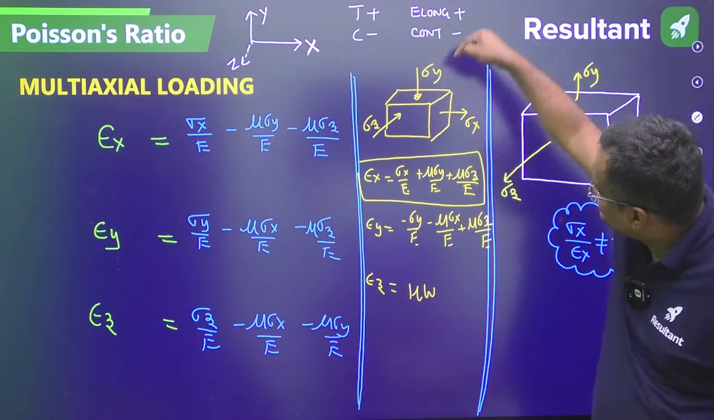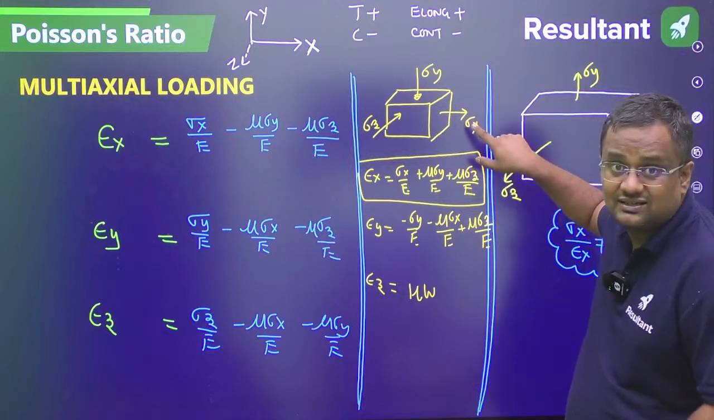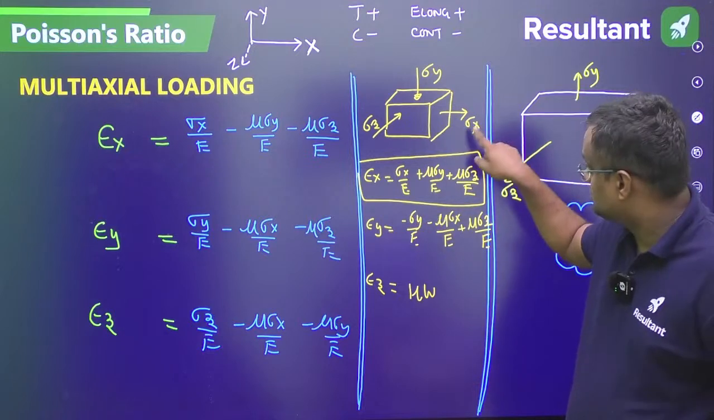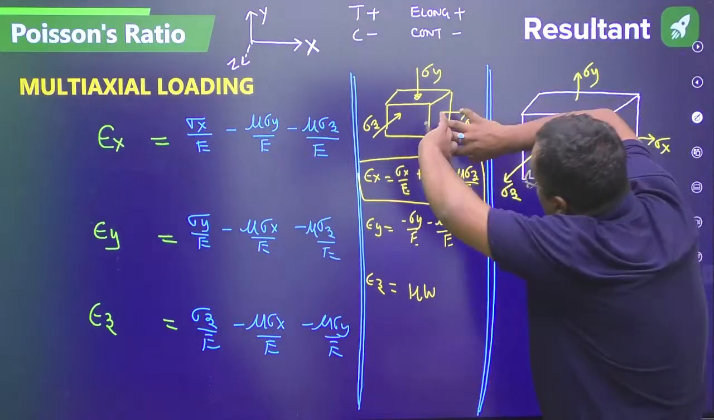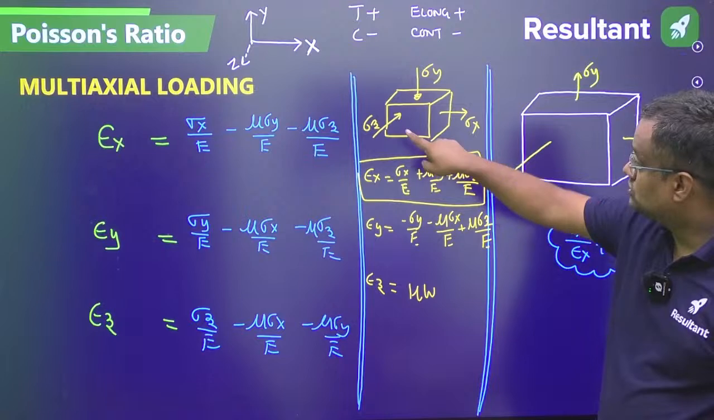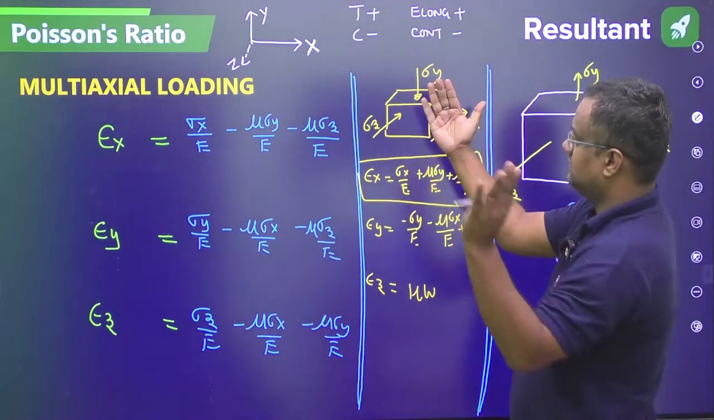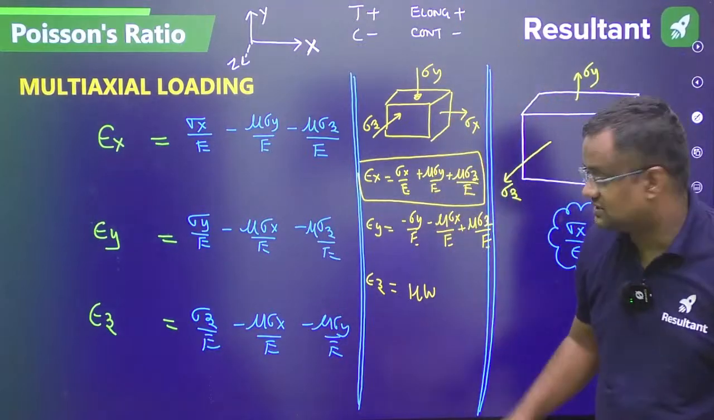Due to sigma y it is compressing, so minus mu sigma y by E. Due to sigma x in y direction it is mu times, mu sigma x by E. But if I am elongating here, in y direction it is reducing, so minus. Due to sigma z it is mu times, so mu sigma z by E. But if I am compressing here, in y direction it will be increasing, so plus.